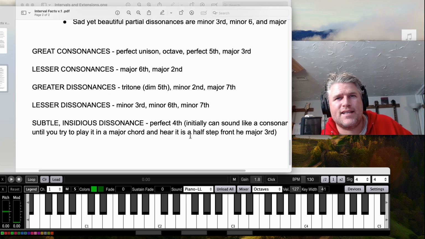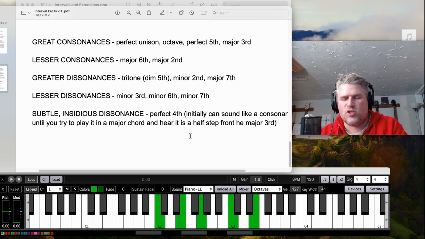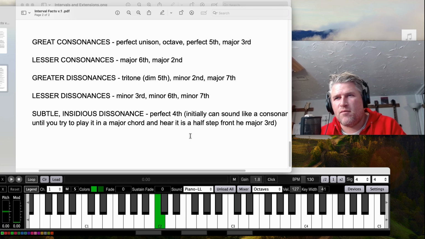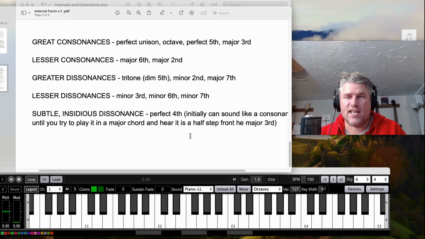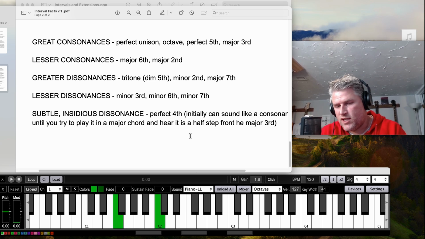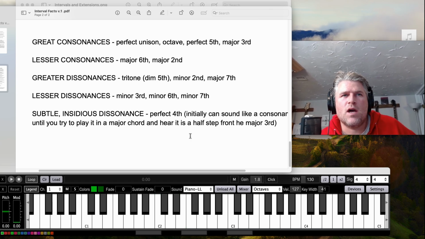Subtle, insidious dissonance is that perfect 4th, which doesn't really strike the ear at first, but you realize it wants to resolve because it's the opposite of that major consonance, the perfect 5th, which is a perfect 5th above the C instead of below the C, that F. I can always transpose it up an octave, and it becomes that C sus4.